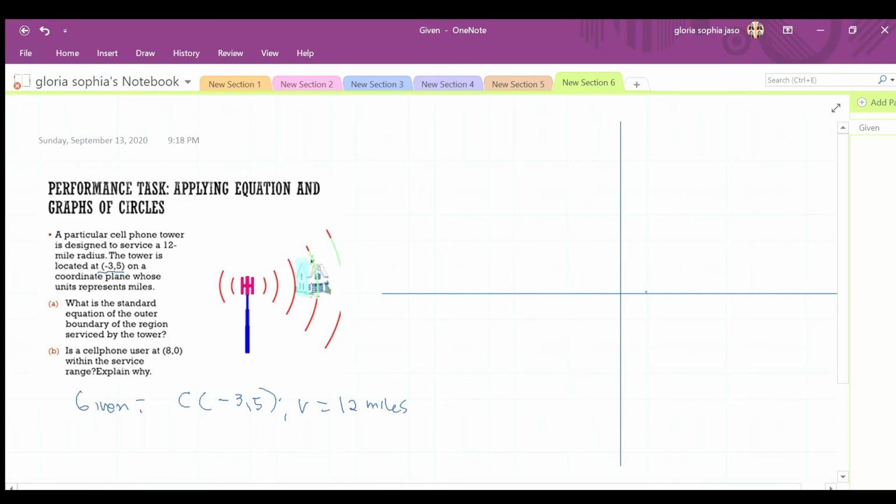So, let's graph center at negative 3, 5. So, 1, 2, 3. So, negative 3, 5. 1, 2, 1, 2, 3, 4, 5. Ayan. So, locate natin si negative 3, 5. Ayan. So, yan yung center natin.